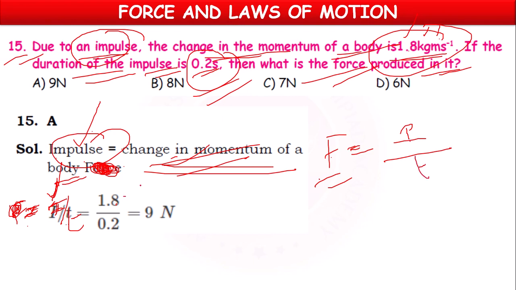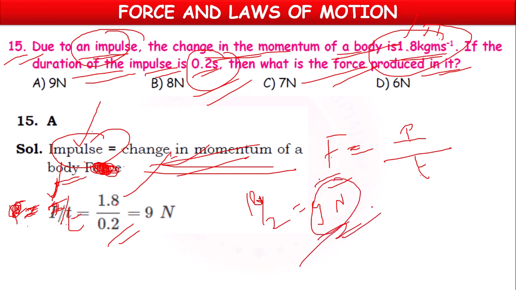Here change of momentum is 1.8, by time is 0.2 seconds, point cancel, 18 by 2, which is equal to 9 newtons. So the impulsive force produced in the body is 9 newtons.